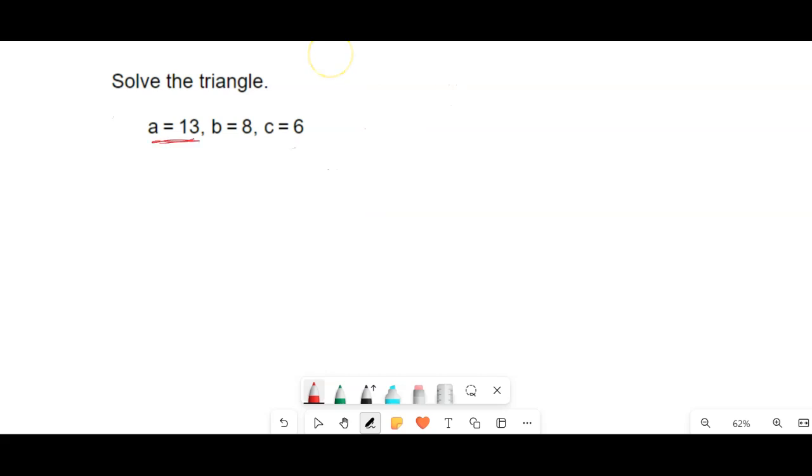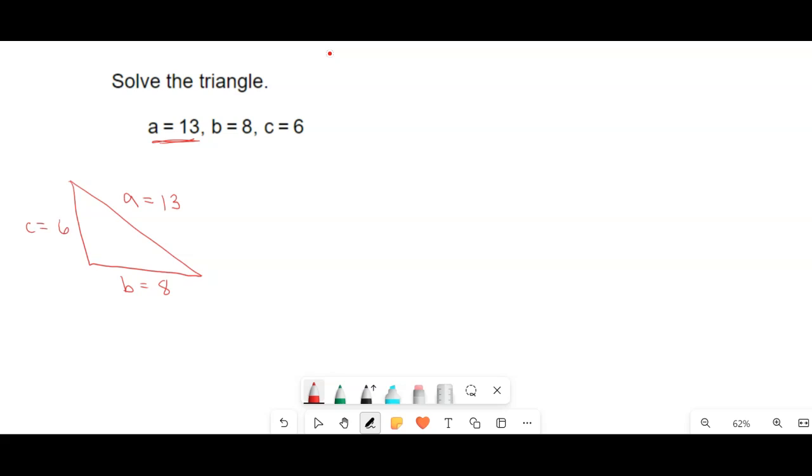All right, A is my longest side here. You can just draw a quick sketch of this. It doesn't have to be perfect. It doesn't have to be to scale. Just something to help you get started. So I'm going to call this 13. This is my biggest side, A. This is going to be B, my next largest side. And this is going to be C, my smallest side.